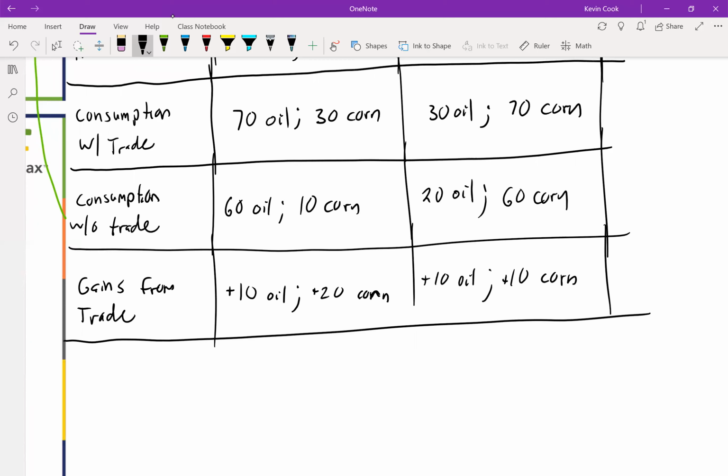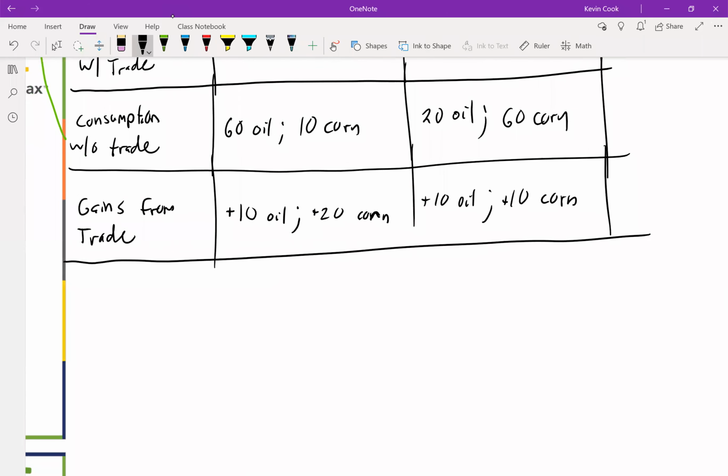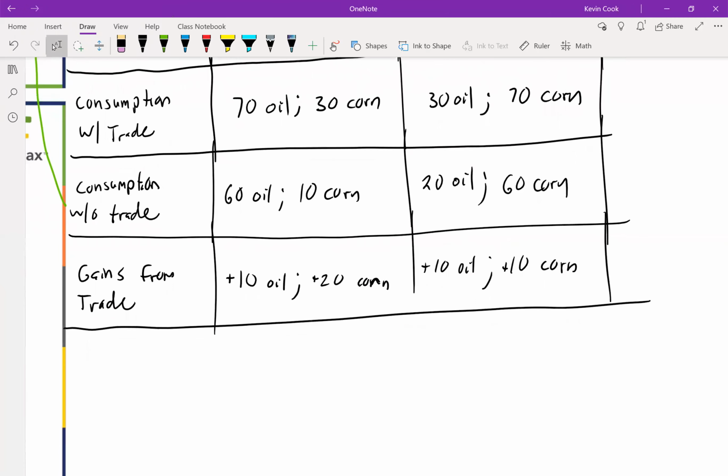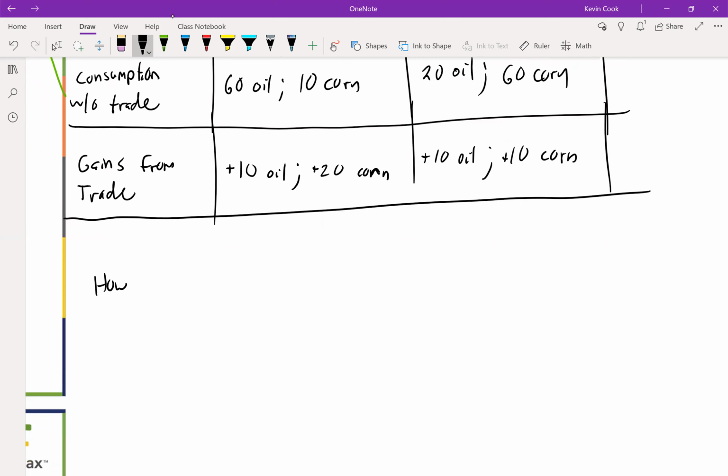So what we see happen here is that both countries are consuming more of both goods than what they would have initially. And to show that this is an actual gain, they would not be able to consume that initial spot. How long would it take to produce our consumption?